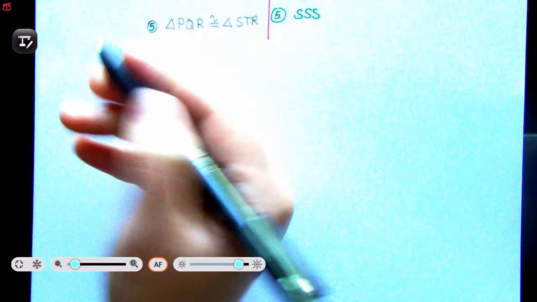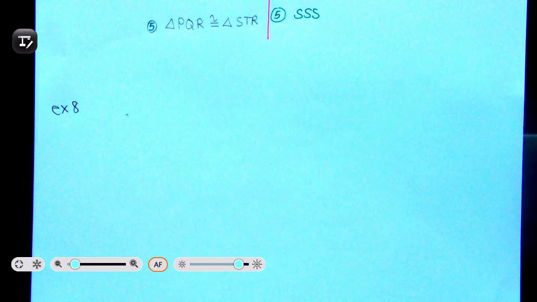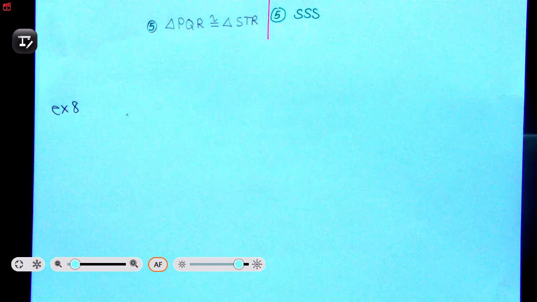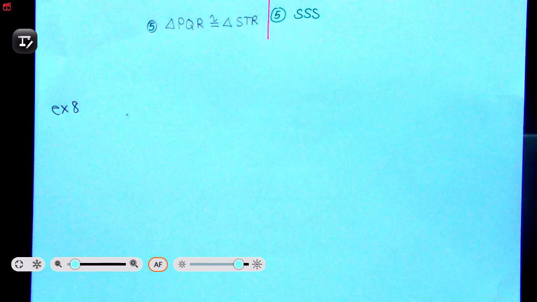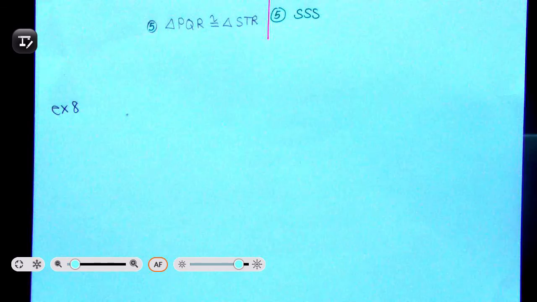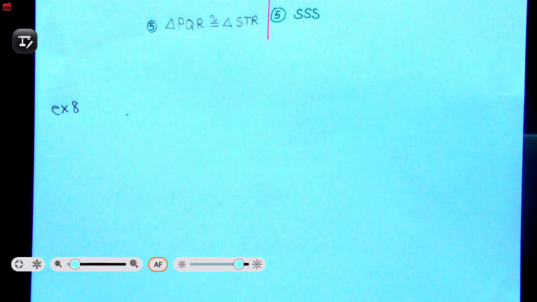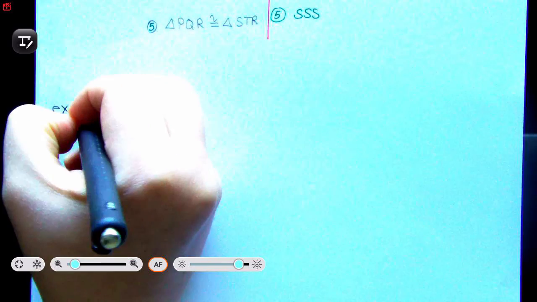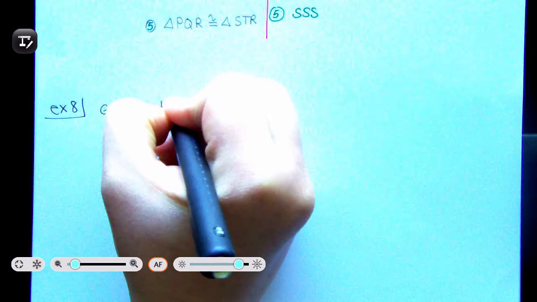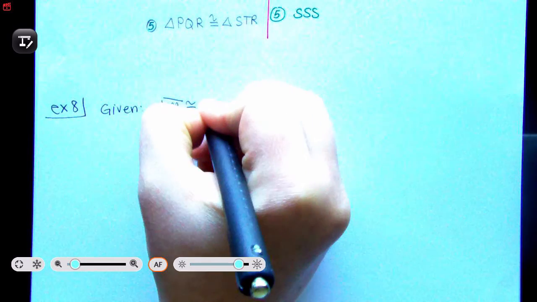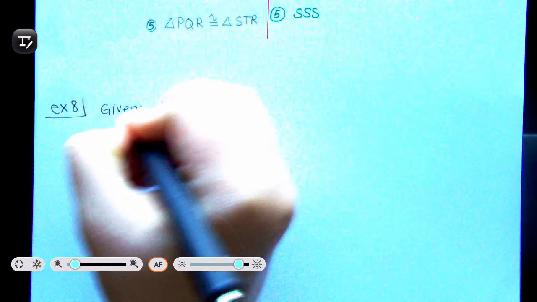Example 8. I'm going to try to find a good one. All right. Given KM is congruent to N. Let's not do that one. Let me take that back.